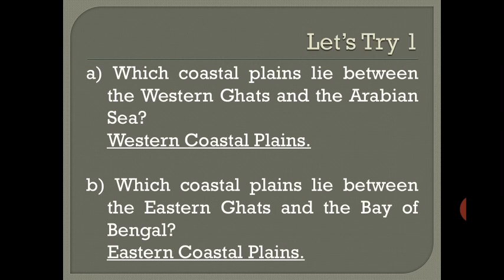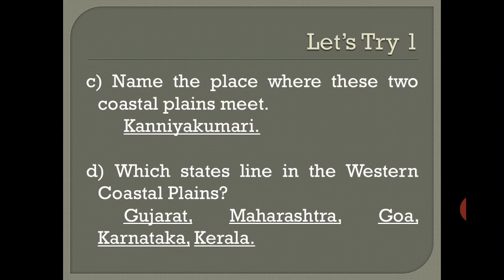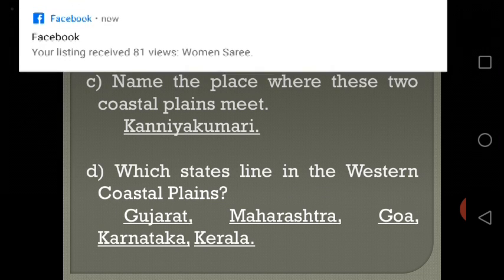Okay, so we can see here, let's try one. First, which coastal plain lies between the Western Ghats and the Arabian Sea? So you have to write here Western coastal plains. Next, which coastal plains lie between the Eastern Ghats and the Bay of Bengal? So you have to write here Eastern coastal plains. Next, name the place where these two coastal plains meet. So you have to write here Kanyakumari.